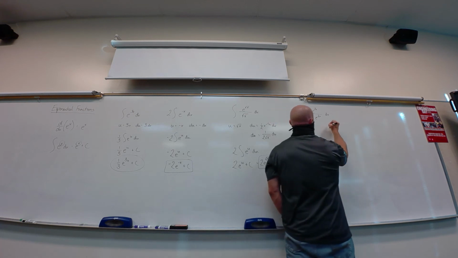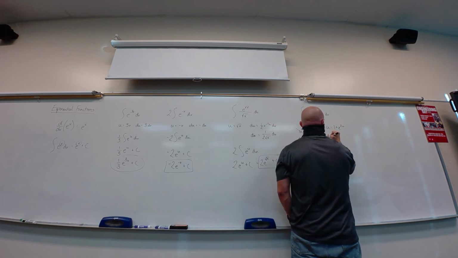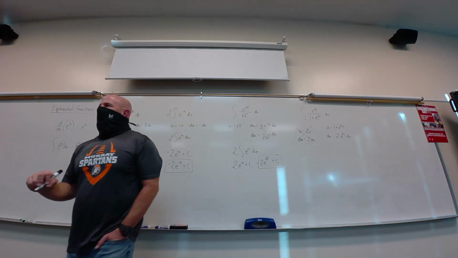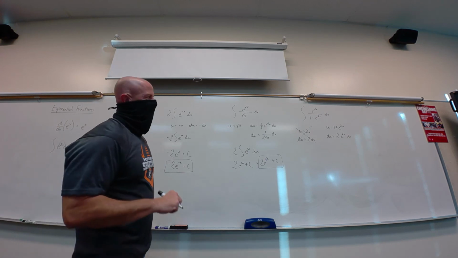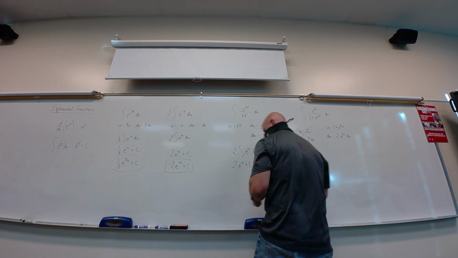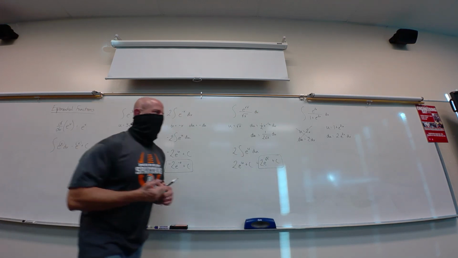My next choice would be to let u be 1 plus e to the 2x, and this one's going to help me. Because this will give me 2e to the 2x dx. I've taken care of the bottom. It's now a single variable. I've taken care of the top, because I've got this right here. Again, I'm not worried about the 2.